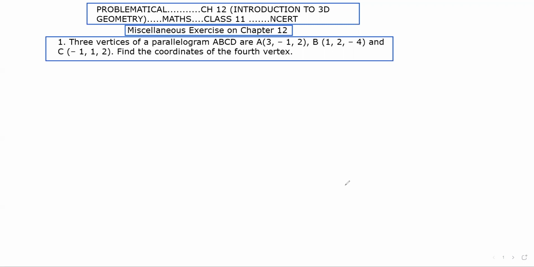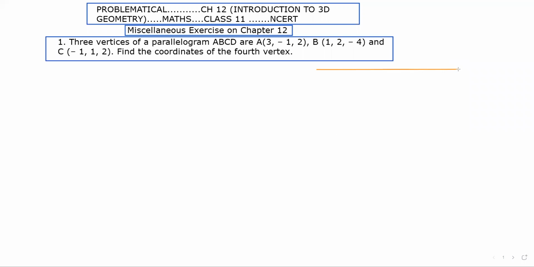Today we'll discuss the miscellaneous exercise on chapter 12. First question: three vertices of a parallelogram ABCD are given. Find the coordinates of the fourth vertex. Now it's given to you that it is a parallelogram.